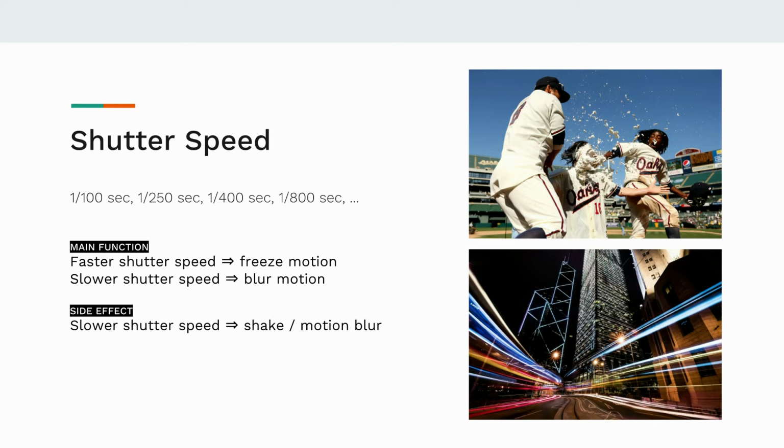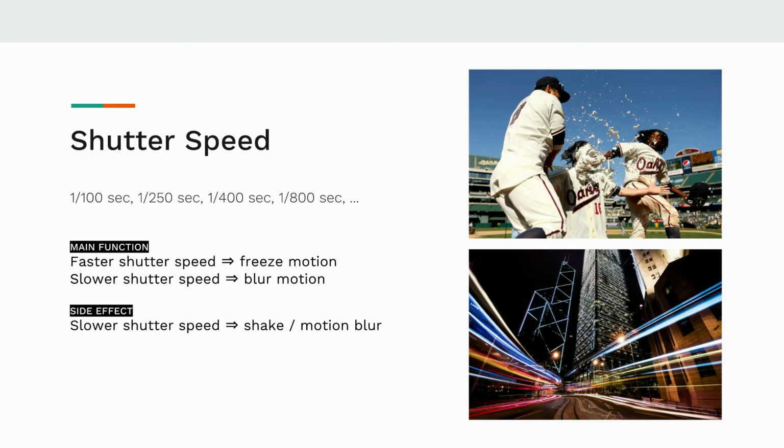Shutter speed is measured in seconds because it's the duration of time, okay? And with a bigger denominator, you get a smaller value. So 1/100 seconds is a slower shutter speed or a longer duration of exposure compared to 1/800 seconds, which is a faster shutter speed and a shorter amount of time for which the shutter is open and the light is left to expose the sensor.